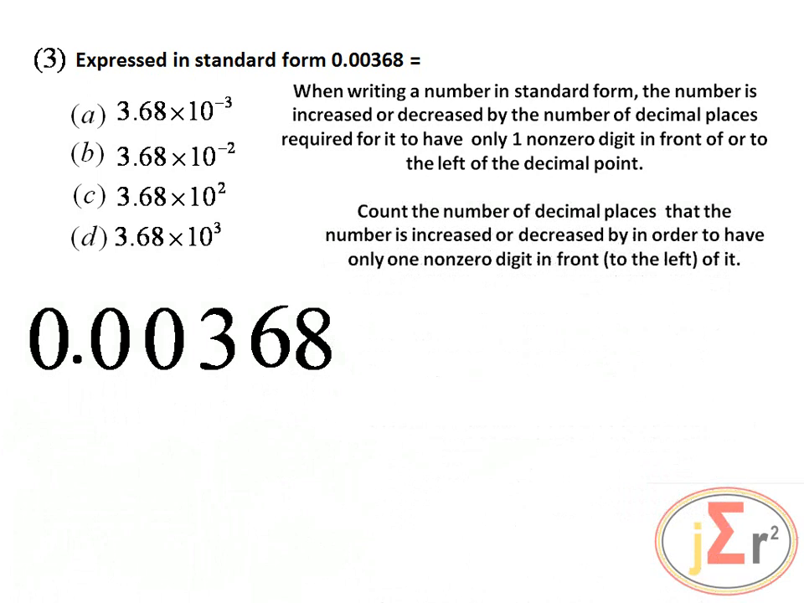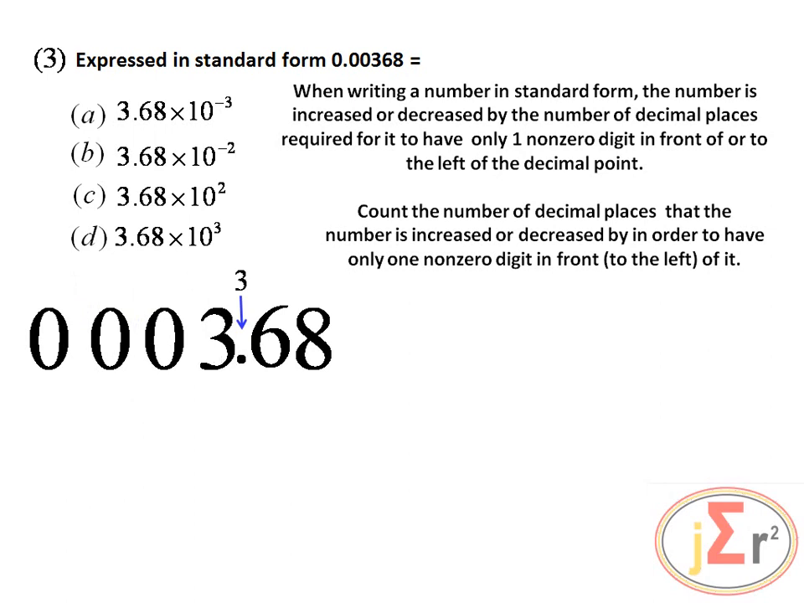Count the number of decimal places that the number is increased or decreased by in order to have only one non-zero digit in front of or to the left of it. That is, to the left of the decimal point. So we haven't moved yet, so that is 0. As we move, for the first one, 1. For the second one, 2. And for the third one, 3.